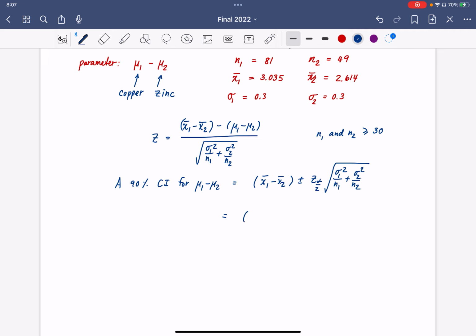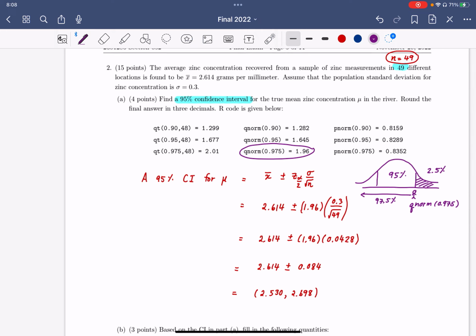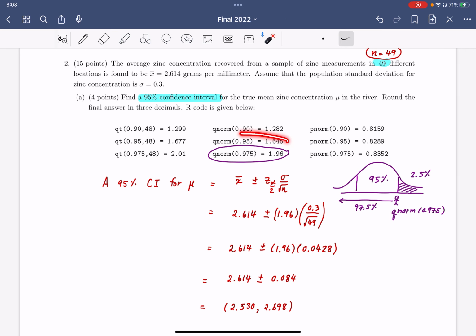So x bar 1 is 3.035, x bar 2 is 2.614, and then z alpha over 2 here. We're going to do a 90% confidence interval, so we're going to save 90% in the middle. So the tail is going to be 5% here. That means where you stand here, this is actually qnorm 0.95, because you have 95% of the distribution on the left of you. So it's actually 1.645. If you don't know this number, you can go to the code again, and you're going to see you have qnorm 0.95 here, which is 1.645.